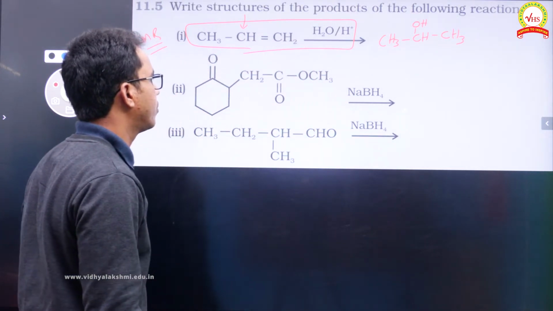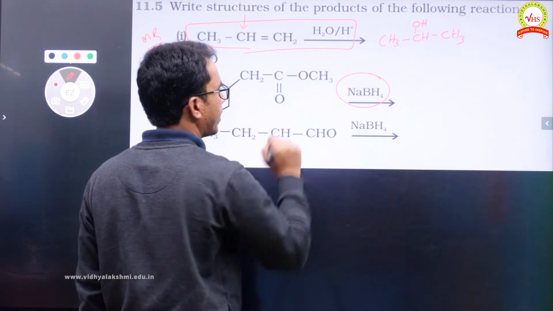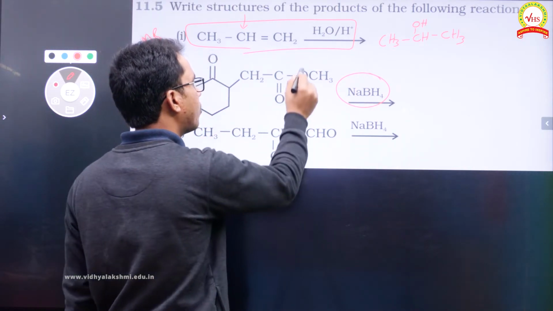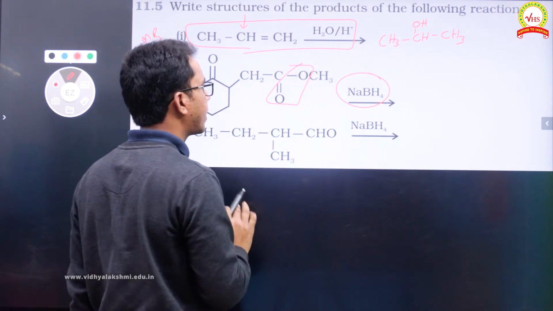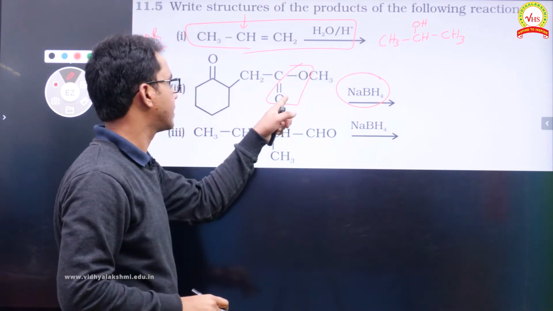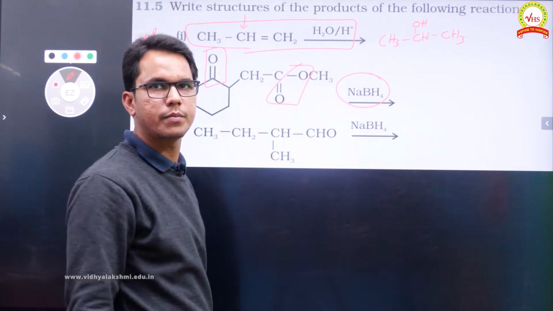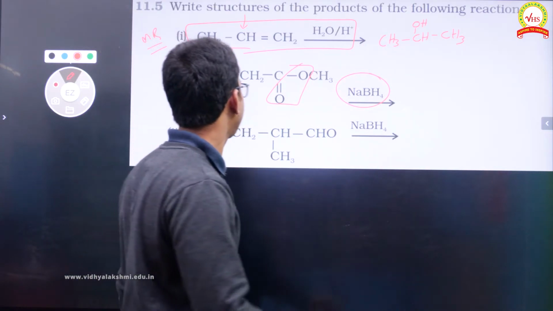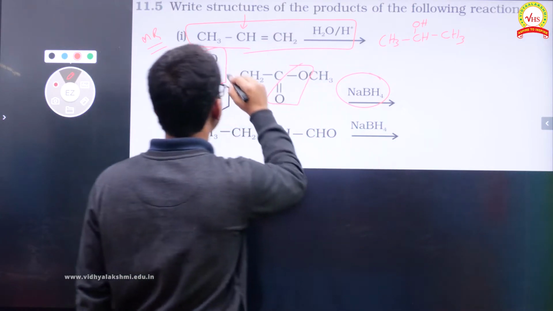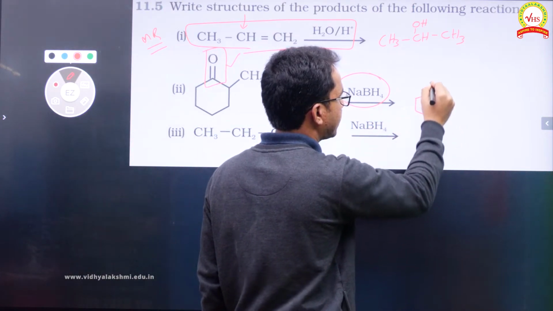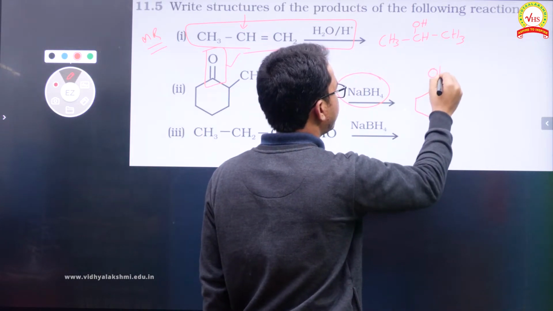Now if you use sodium borohydride, this is a mild reducing agent. This cannot reduce C=O groups, so this remains constant. But what it can reduce is ketones and aldehydes to the respective alcohols. Now let me take it here. Only this part alone gets reduced to alcohol.